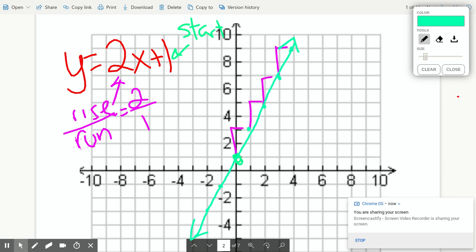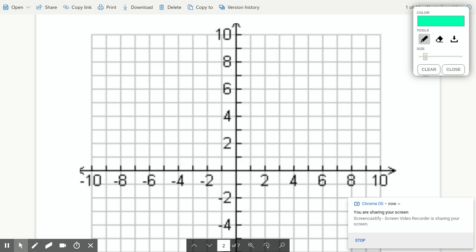Connecting all those dots. So your rise over run is telling you how you go up and to the right, or down and to the left in this case. All right, let's look at another one. Let's look at y equals negative 3 over 4x plus 2.